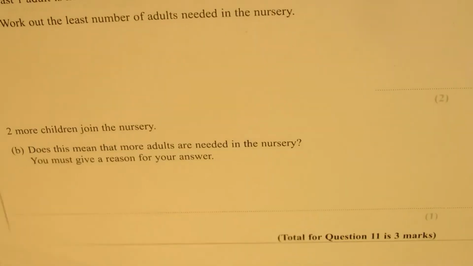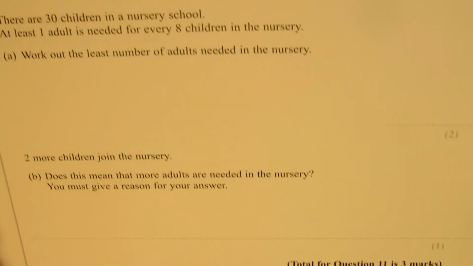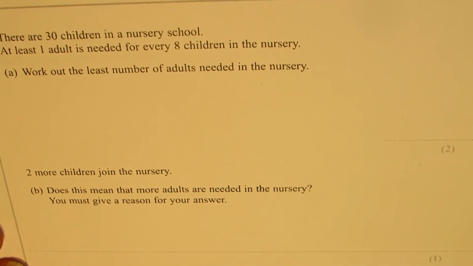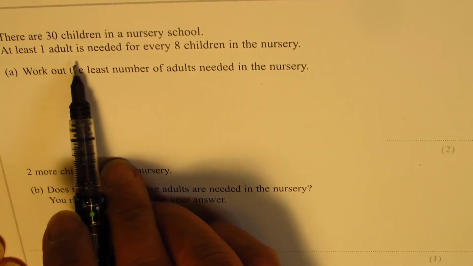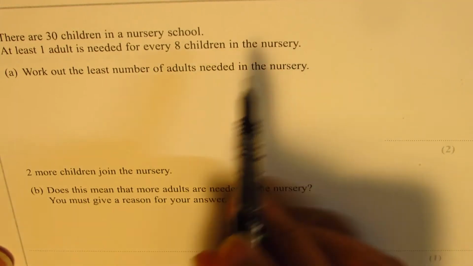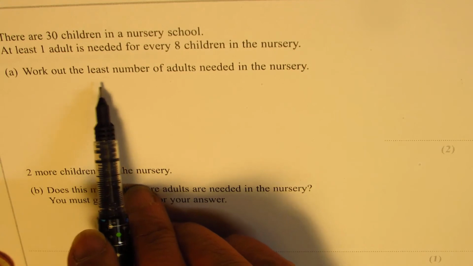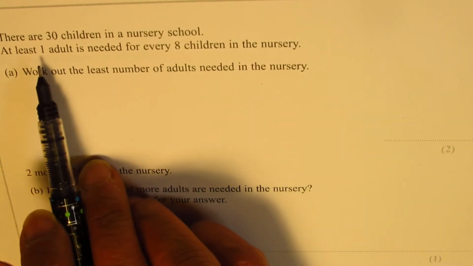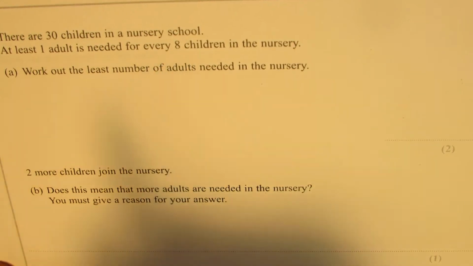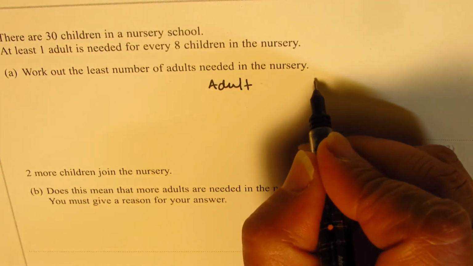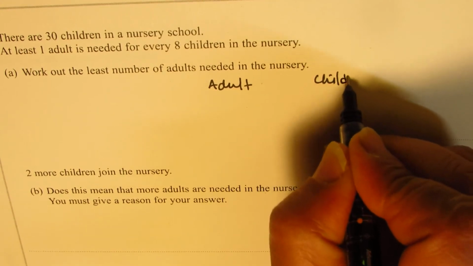Now let's take the next question, which is question number 11. There are 30 children in a nursery school. At least one adult is needed for every 8 children in the nursery. Work out the least number of adults needed in the nursery. So 1 for 8, right? So we can make a column which is adult to children.